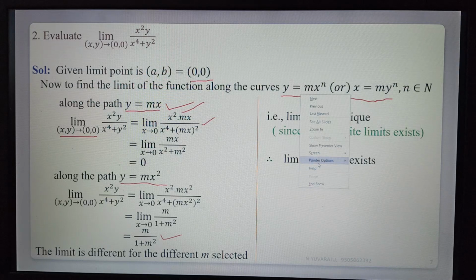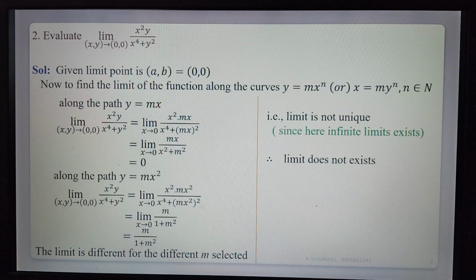Okay, is it clear? So in this case, along the first path the limit exists and is 0, but along the second path it may not be 0. With m selected as 0, 1, 2, 3, -1, -2, the limit is also different, so the limit is not unique, the limit does not exist. Okay, is that clear?